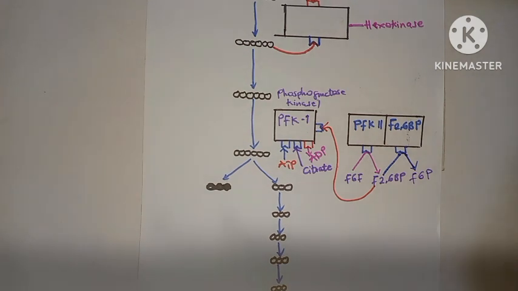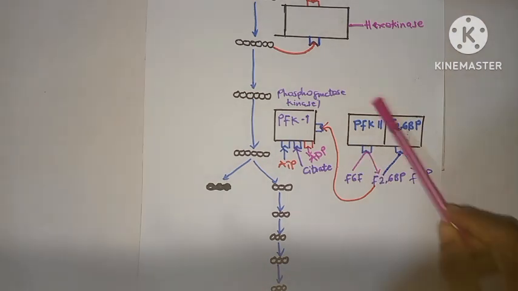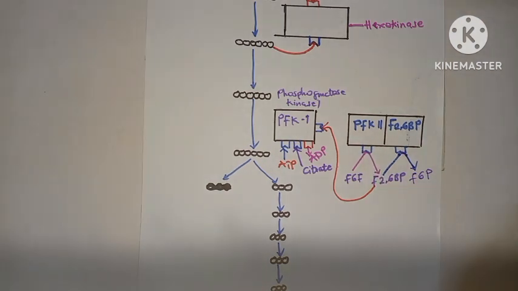And we need to inhibit phosphofructose kinase 2. In order for us to do that, glucagon will do that, so that it can't convert fructose 6 phosphate to fructose 2,6 bisphosphate again in order to stimulate phosphofructose kinase 1.